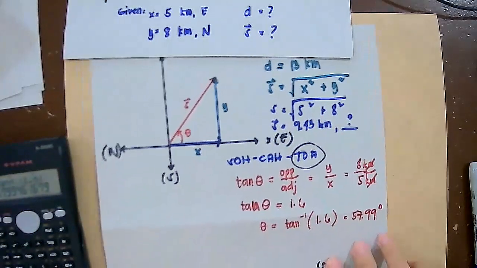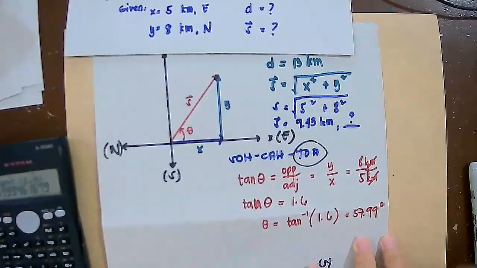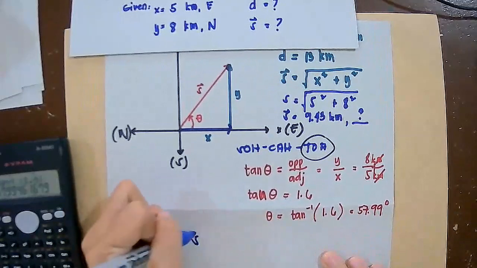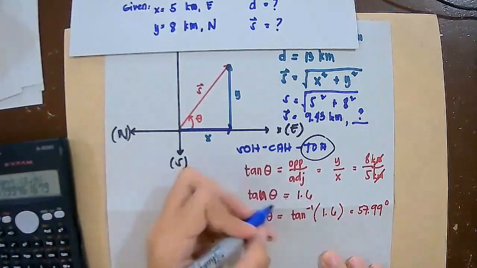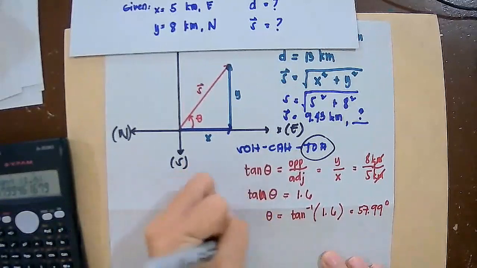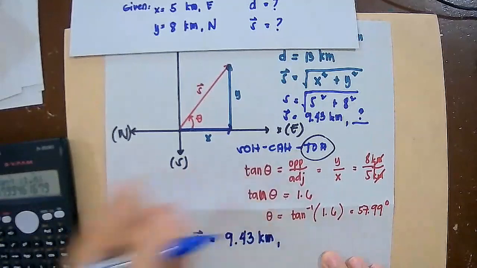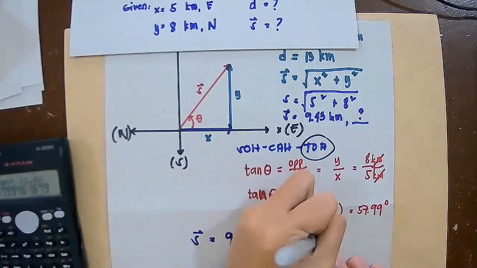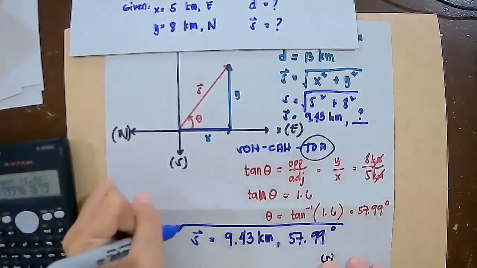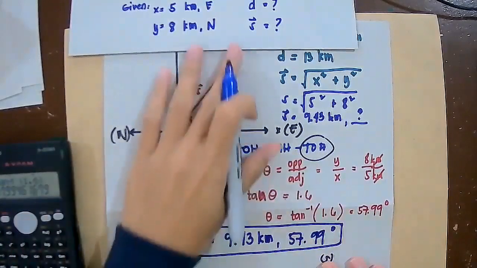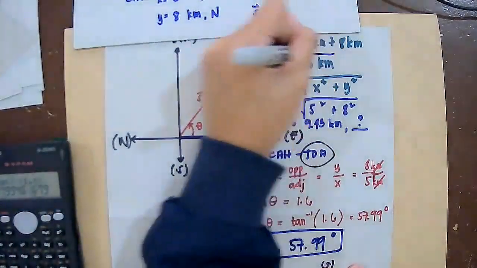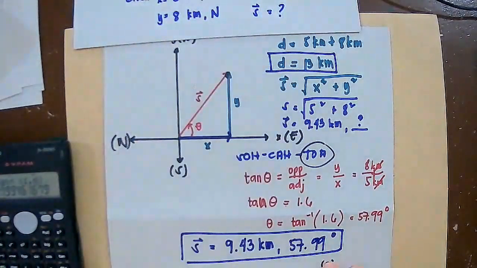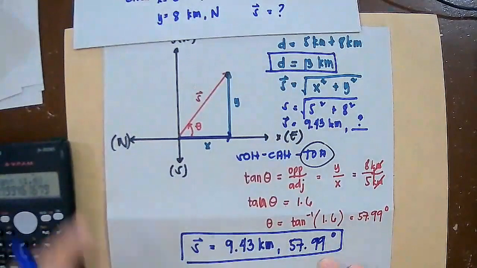Okay, so your final answer here in this problem is now displacement is equivalent to 9.43 kilometers, and then your angle is 57.99 degrees. So this is now your displacement. Okay? Si distance natin is only 13 kilometers. So ito na yung dalawa ninyong answer for this problem.